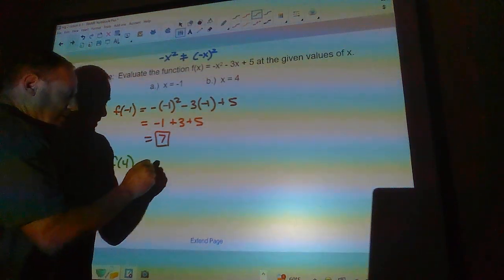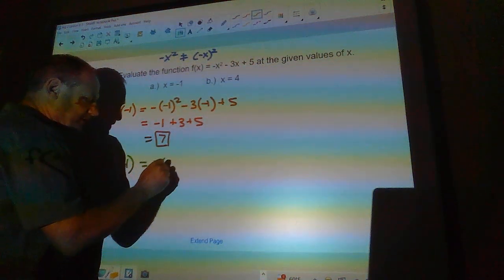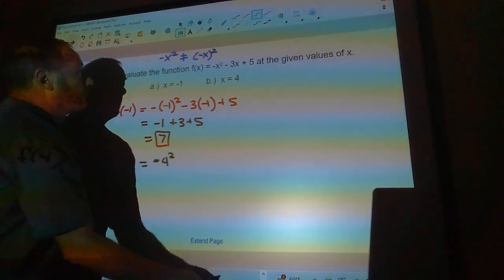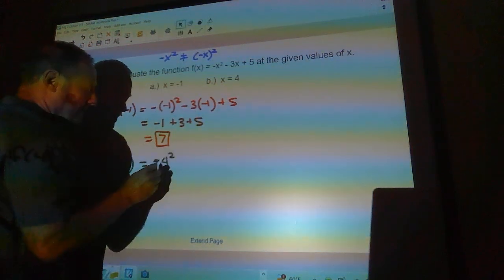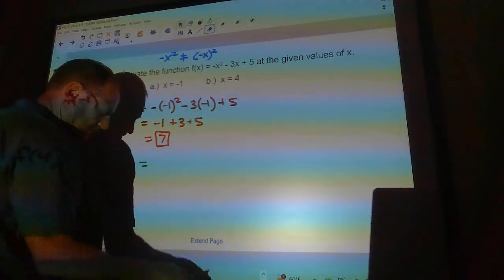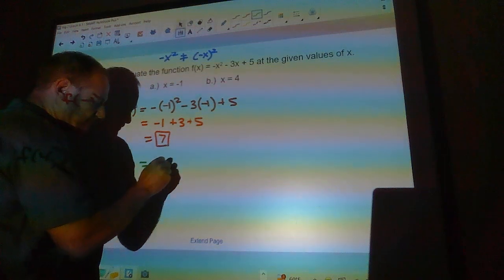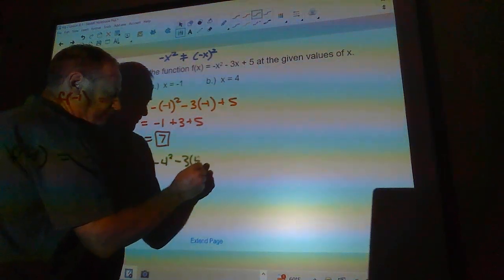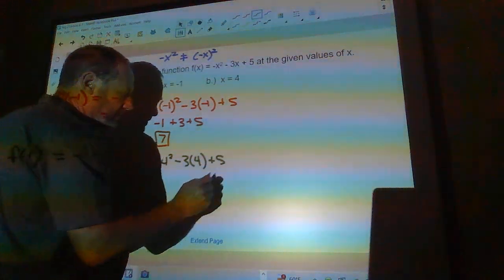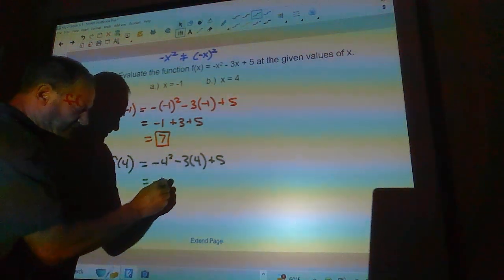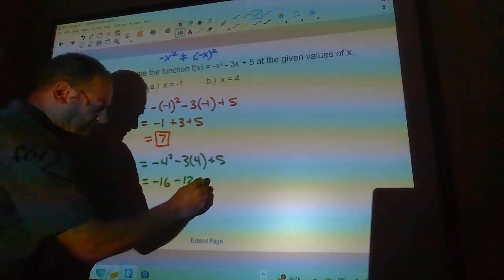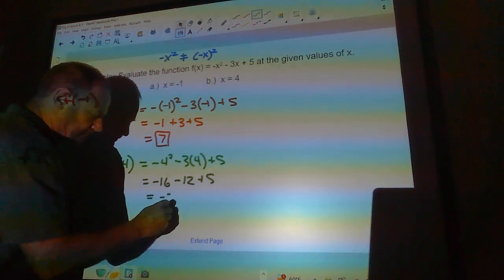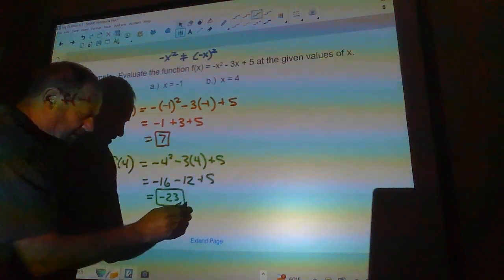Okay, so we're going to go ahead and take 4 and put it in here. Let's redo this. Negative 4 squared minus 3 times 4 plus 5. So that's going to be negative 16 minus 12 plus 5, which is negative 28 plus 5 would be negative 23.